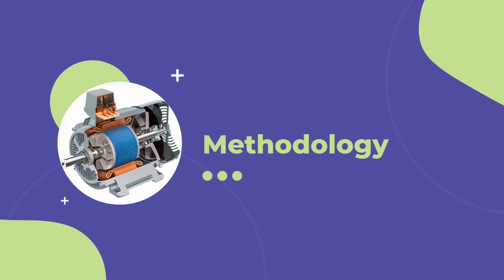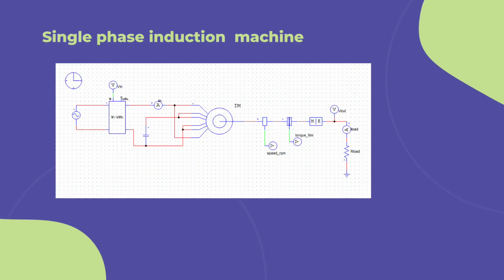So next is the methodology of the simulation. Here is the schematic diagram for simulation of single-phase induction machine. As we can see here, we construct and run this circuit using PSIM software. Then we utilize the mechanical-electrical interface block at the end of the motor shaft and connect it to a grounded resistor as a load to the system.